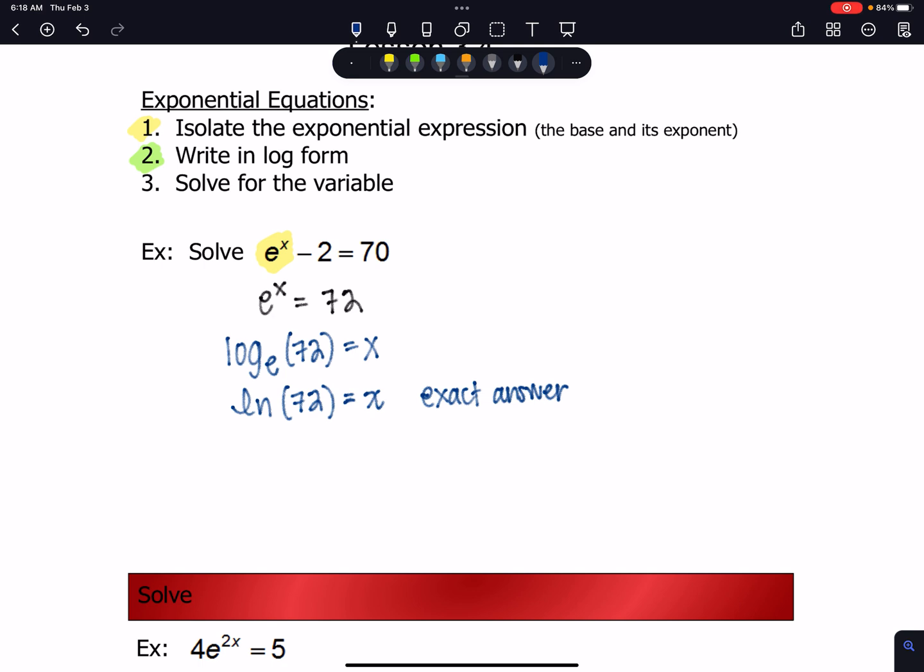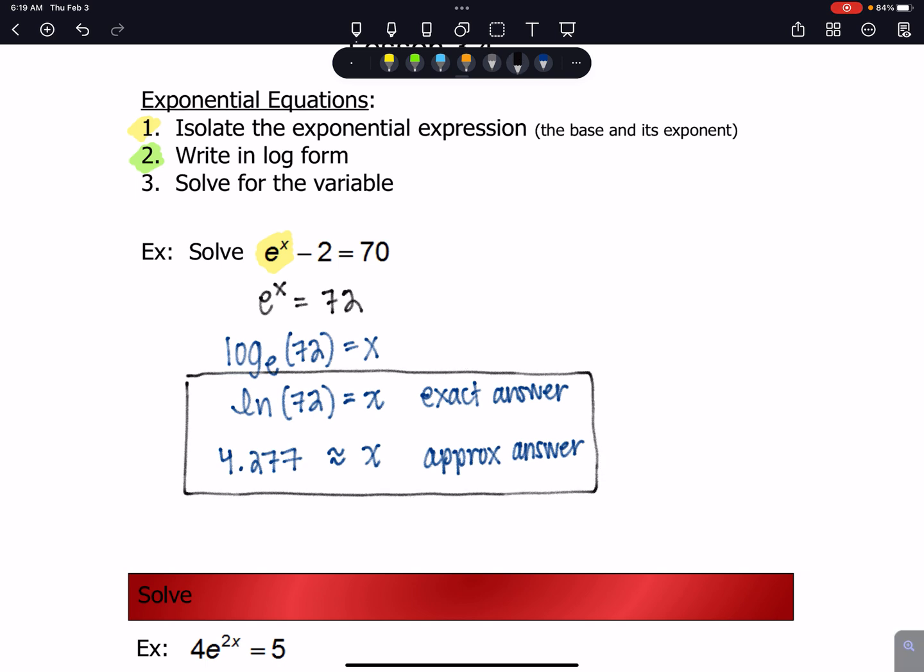An approximate answer, we would need to put into our calculators. So we would grab out our calculators and put the natural log of 72 into our calculator, and you can press pause and try this and make sure that you're going to get the same answer that I'm going to write down. The approximate answer from the calculator, rounded to 3 decimal places, is 4.277. So there are 2 forms of the same answer.